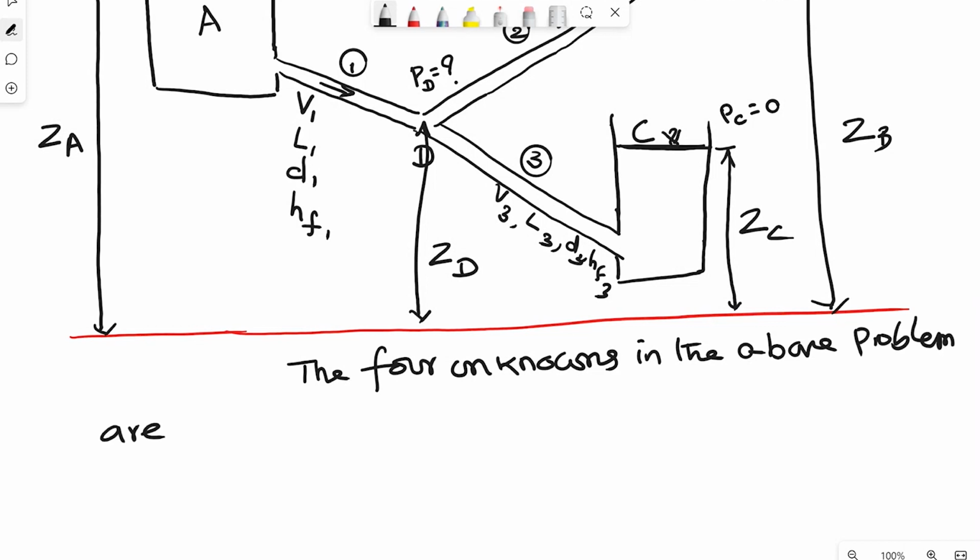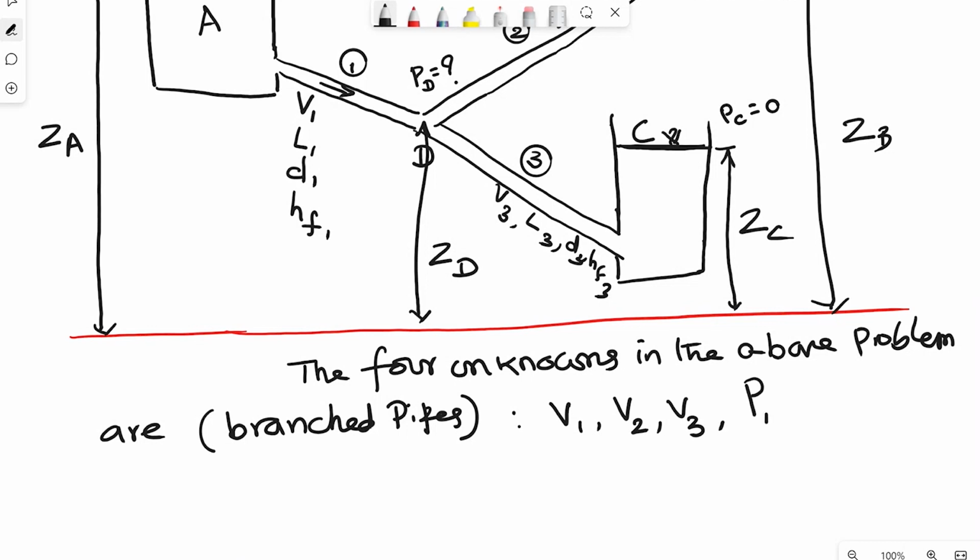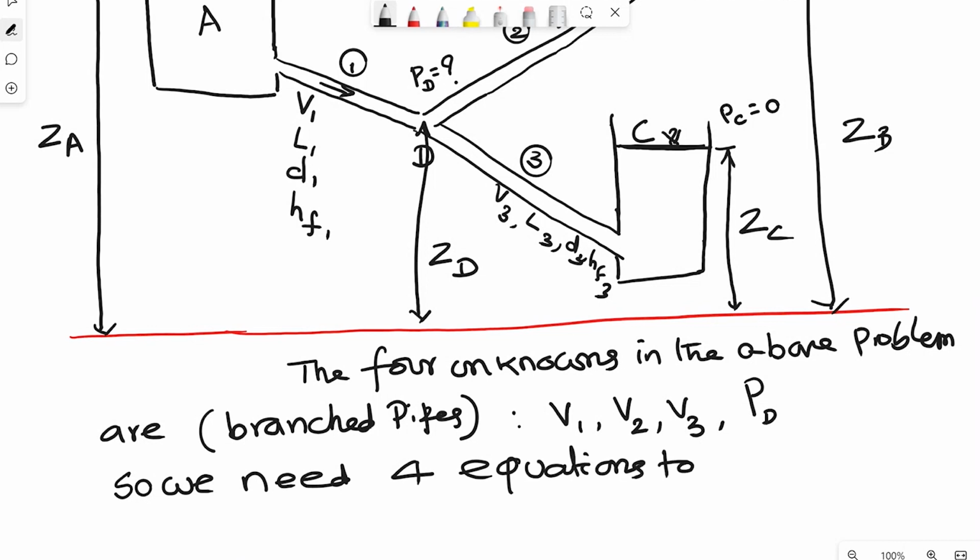The four unknowns in the above problem, that is, the branched pipes, are V1, V2, V3 and PD. These are the four. So we need four equations to solve the above four variables. What are the four equations?